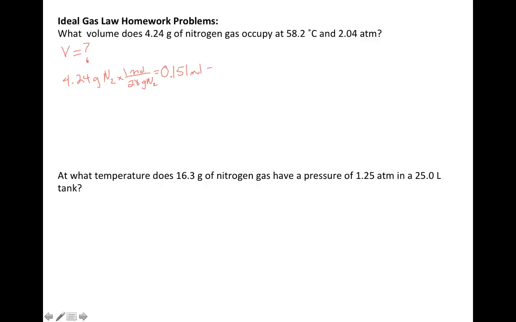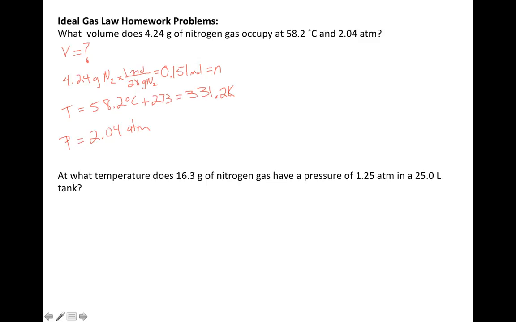Okay, and that will equal n of a gas occupied at, so temperature is 58.2 degrees Celsius, and we know automatically to add 273, and when we add that to 273 it comes out to 331.2 kelvins. And that's our temperature, and pressure is in atmospheres, 2.04 atmospheres, and that's exactly where we need it to be.